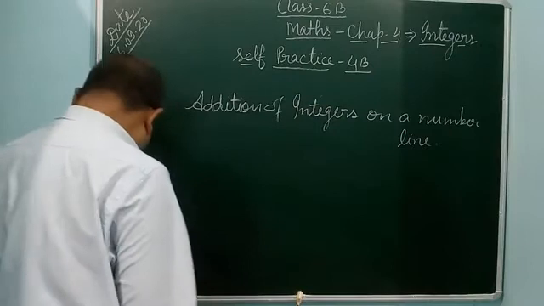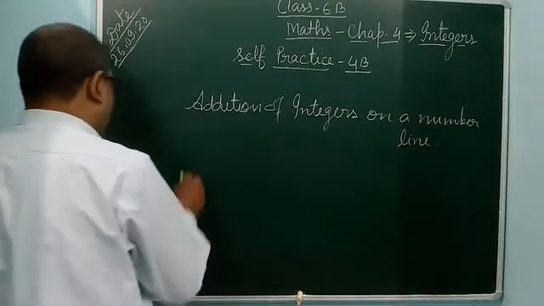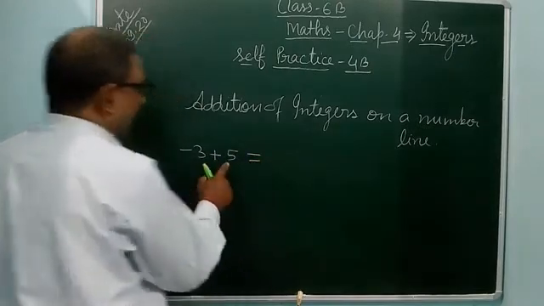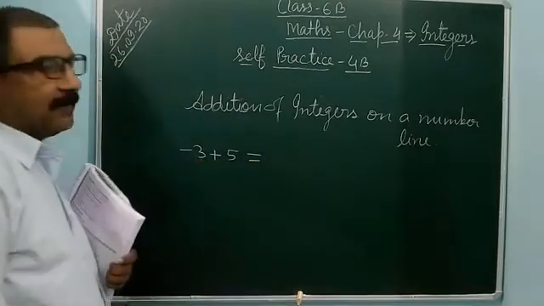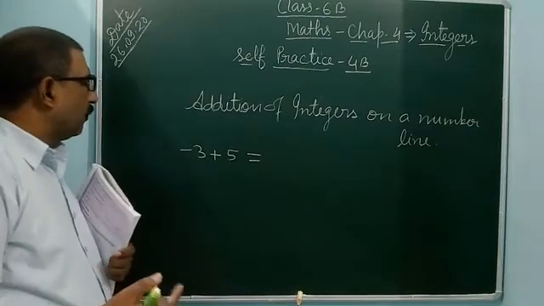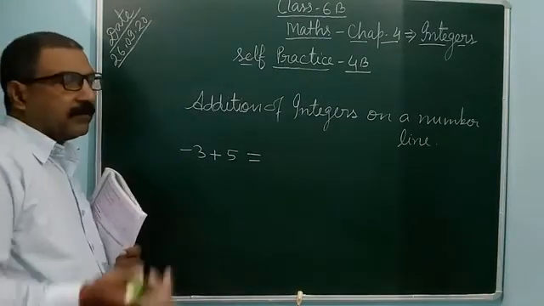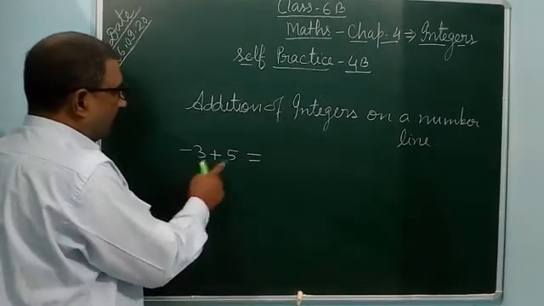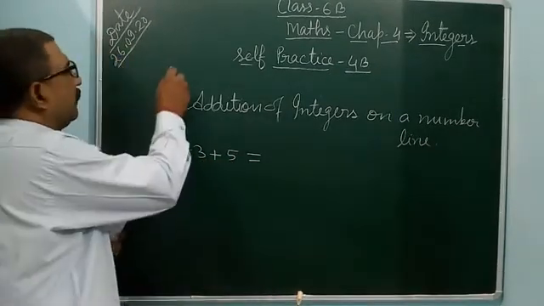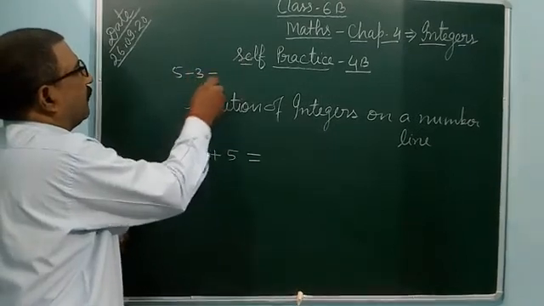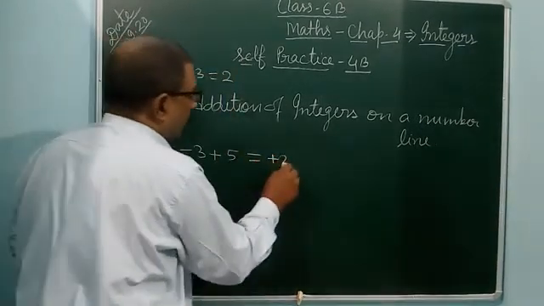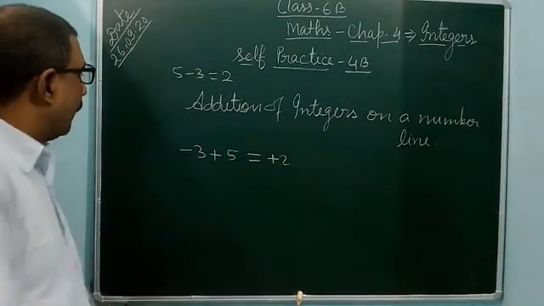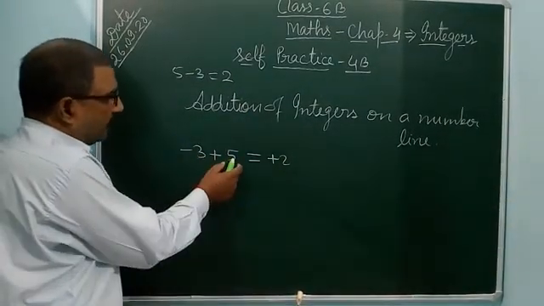Next example. Suppose minus 3 plus 5. Here 5 is positive and minus 3 is negative. If the positive value is more than the negative, the result will always be positive. So 5 minus 3 is 2. It will come plus 2. In this way you can handle negative integers as well as positive integers.